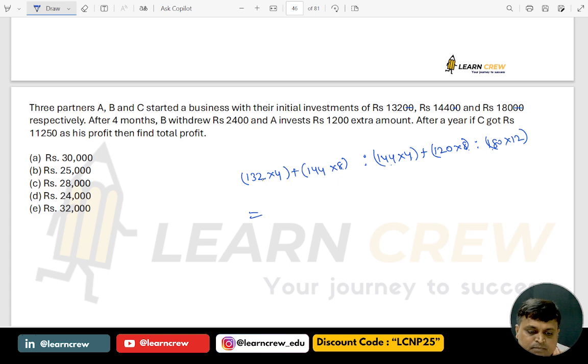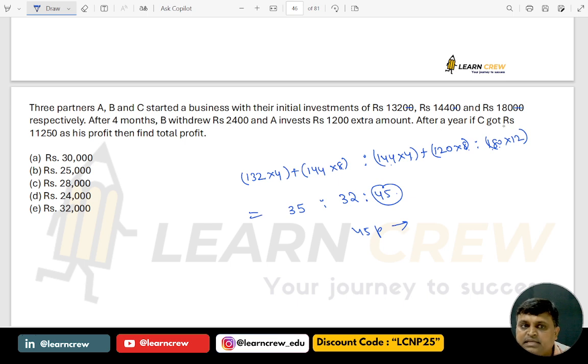So what's the value you are going to get? The ratio you are going to get is 35 is to 32 is to 45. This 45 parts is the profit ratio of C. I am just taking the sum and dividing by 48, and I will get this ratio.